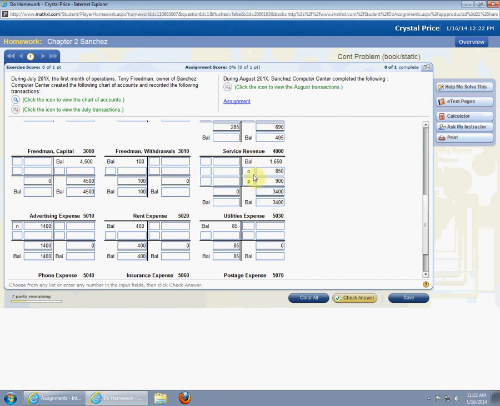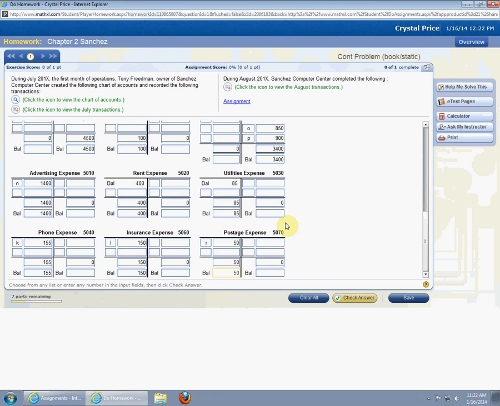Service revenue account increases on the credit side, so we have zero on the debit, $3,400 credit, and record the balance on the credit, $3,400. Advertising expense accounts, we increase on the debit. We have $1,400 on the debit, zero on the credit, and balance on the debit, $1,400. Rent expense, debit $400, zero on the credit, balance $400. Utilities, $85 on the debit, zero on the credit, $85 balance on the debit.